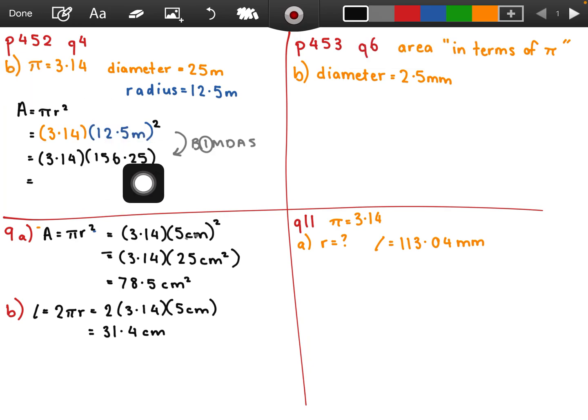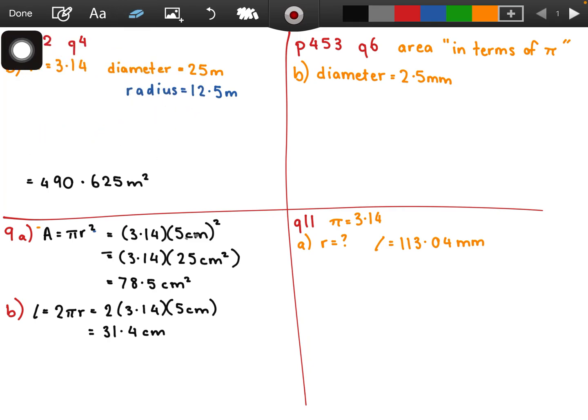Why have I done the square first? Because of BIMDAS. The I in BIMDAS is for the indices, so squares. And then I can multiply that by 3.14, and I get the area as 490.625 meters squared. So that's just the area we've found.